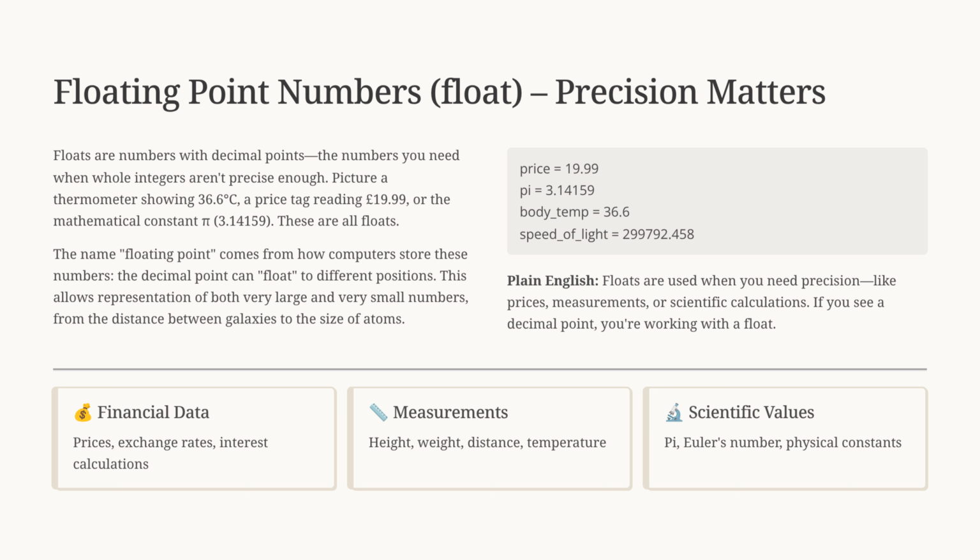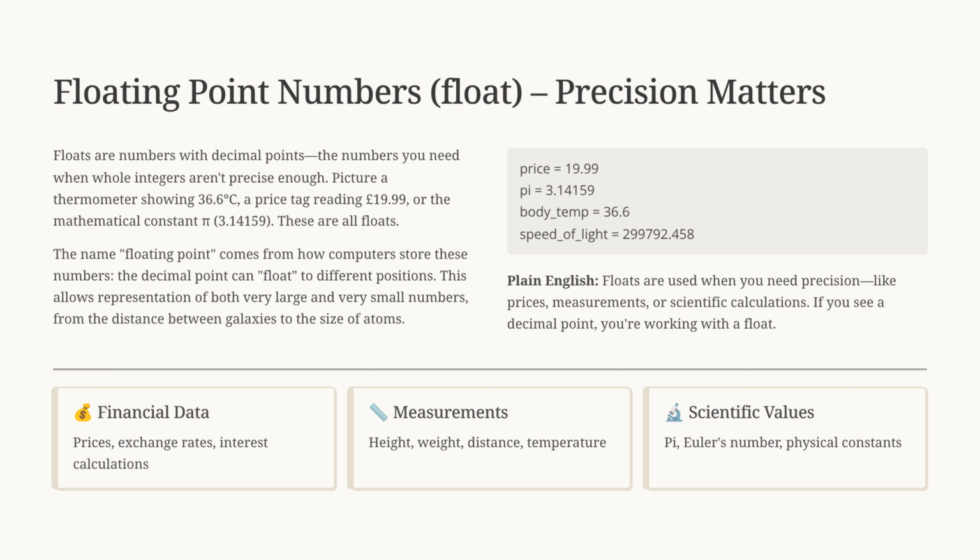Now, let's talk about floating point numbers, or simply floats, the kind of numbers we use when whole numbers aren't precise enough. Think of a thermometer showing 36.6 degrees, a price tag reading 19.99, or the mathematical constant pi, approximately 3.14159. All of these are examples of floats, numbers that contain a decimal point.